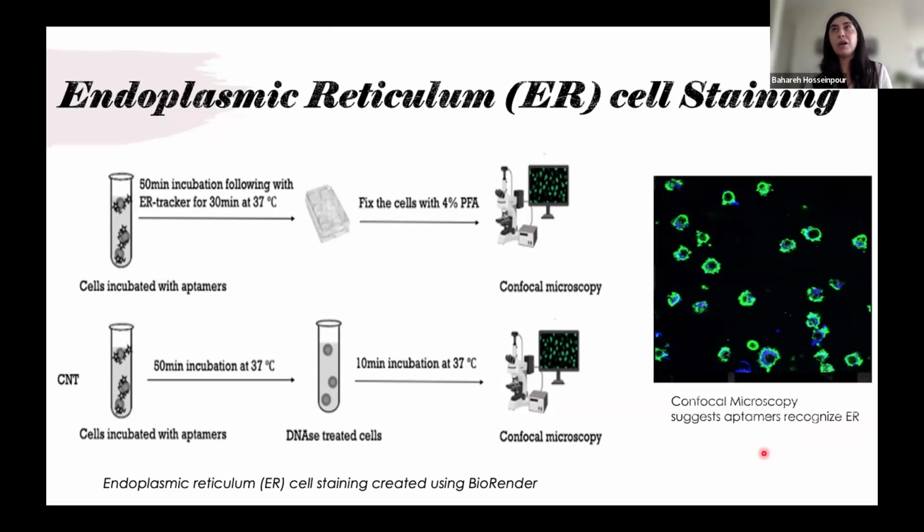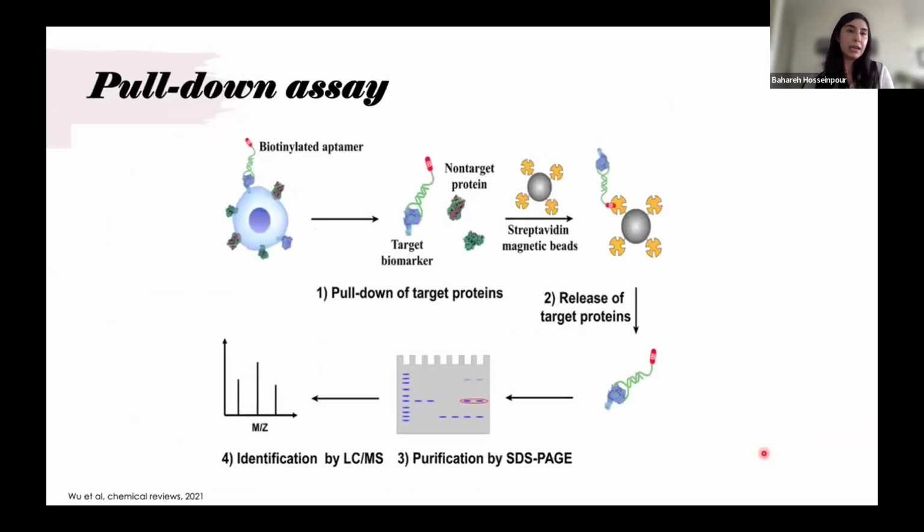But what about the punctate localization that we saw during the microscopy? In order to answer this question, we did a pull-down assay in collaboration with NRC in Ottawa. This time we used our aptamer. We tagged them with biotin, and then I did this experiment in vivo and in vitro.